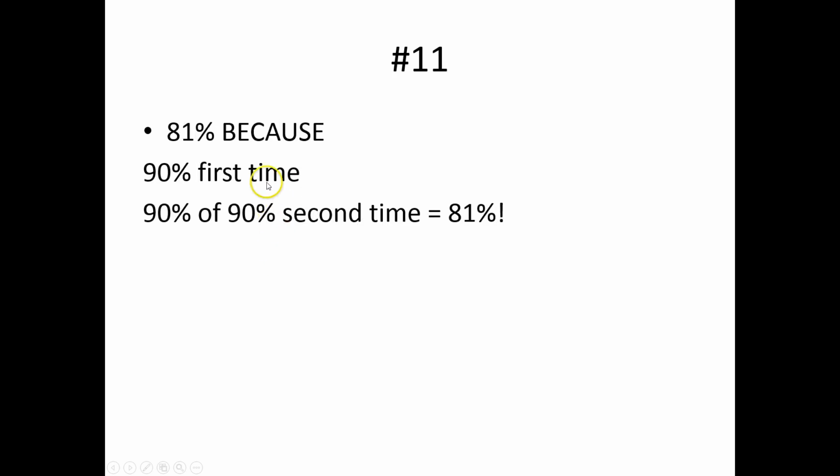Number 11, for this one, they're talking about light going through, and part of it is blocked off. And your final answer here is 81%. So if you're using something similar to polarizing filters, if 90% of the light comes through the first time, and then you do 90% of the 90% the second time, you actually get 81%. That one's kind of tricky.